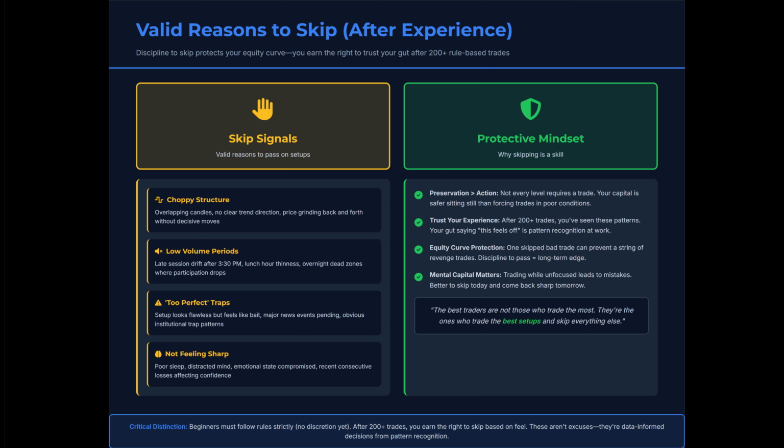Principle 4. Mental capital matters. This is about preserving your focus and cognitive resources. If you're unfocused or stressed, it's better to skip today's trades and return sharp tomorrow. The market will still be there, and trading under compromised mental conditions leads to more mistakes, such as misjudging POC migration or entering too early.